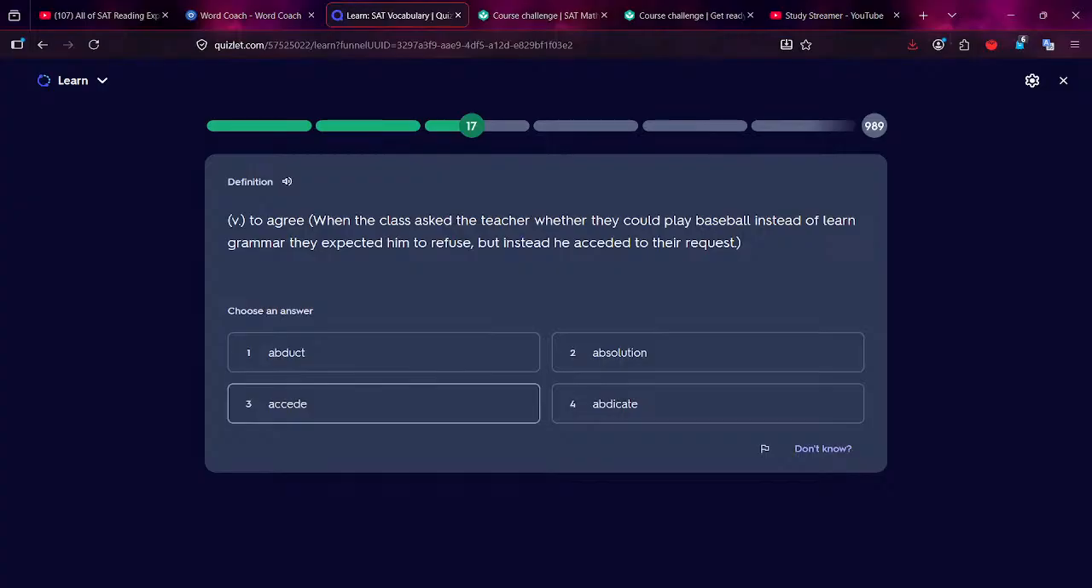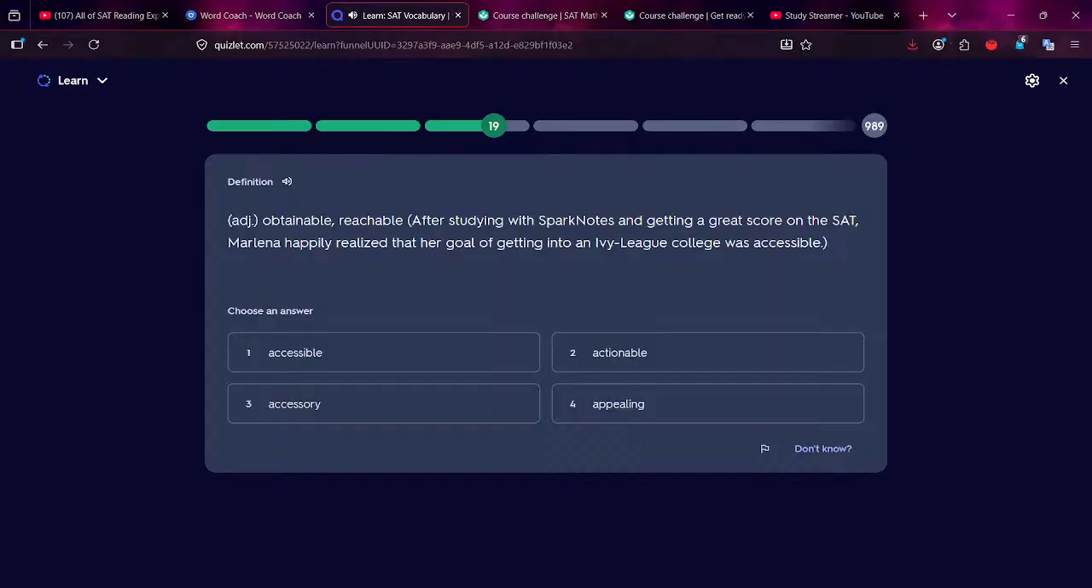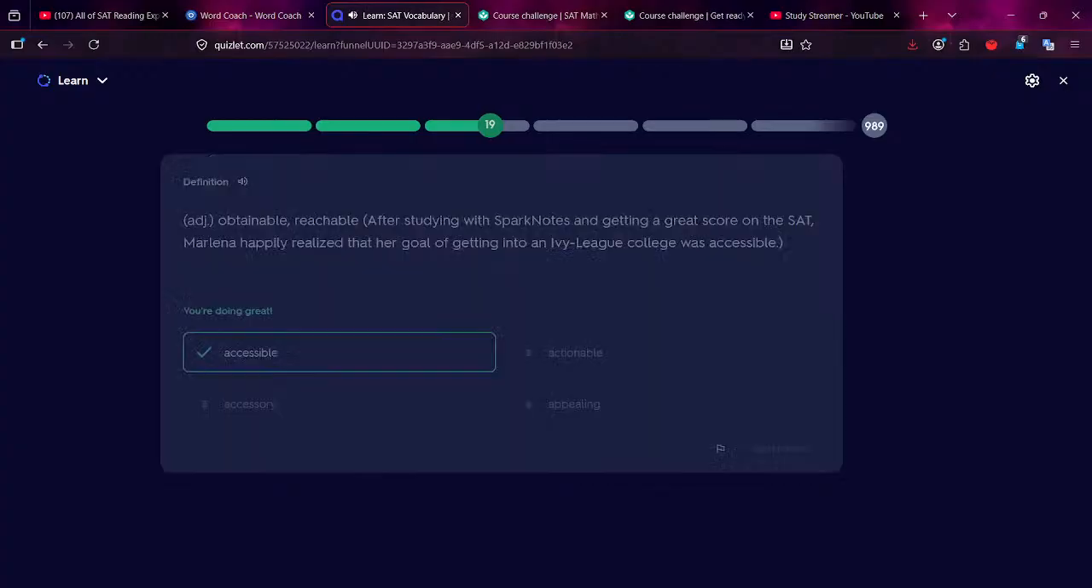To agree, it's probably accede. To stress or highlight something. To stress something, accentuate. Accent is kind of stress on that word. It happens in a few languages, so I'm going with accentuate. Okay, obtainable, reachable. After studying, okay, I can't read it. Obtainable, reachable, that's probably accessible.